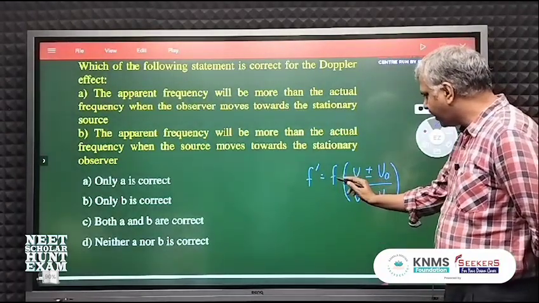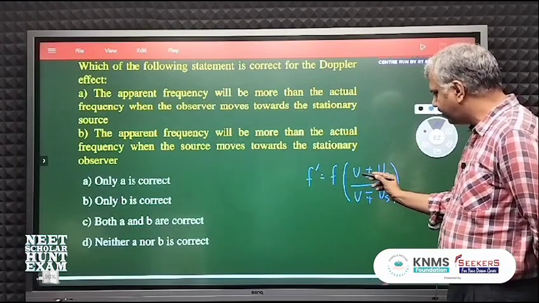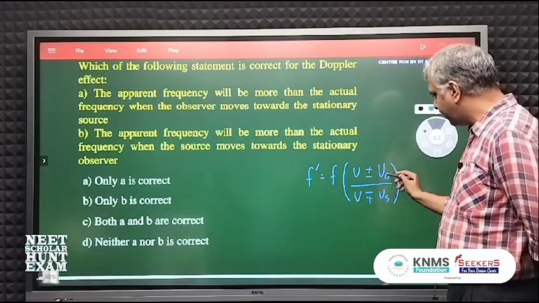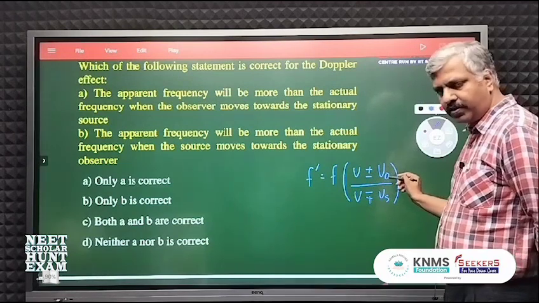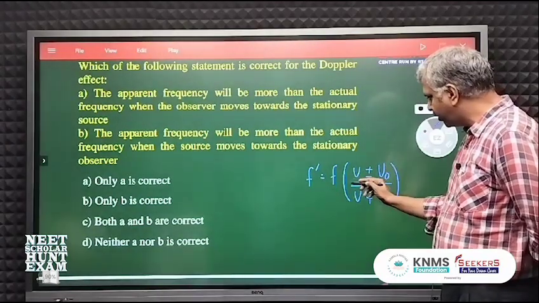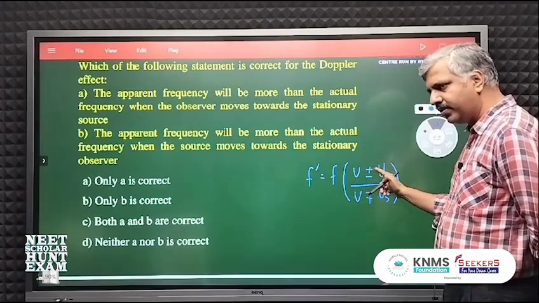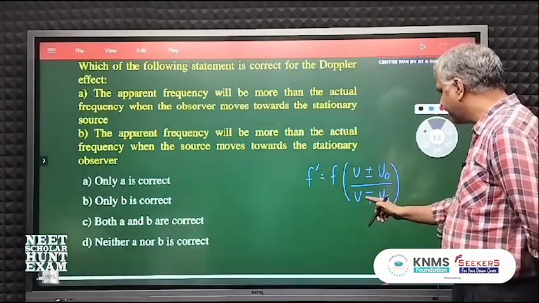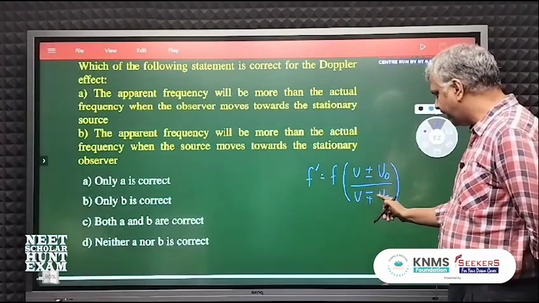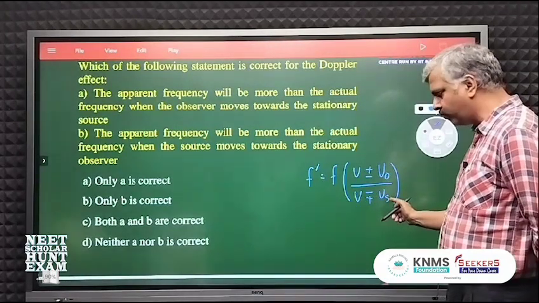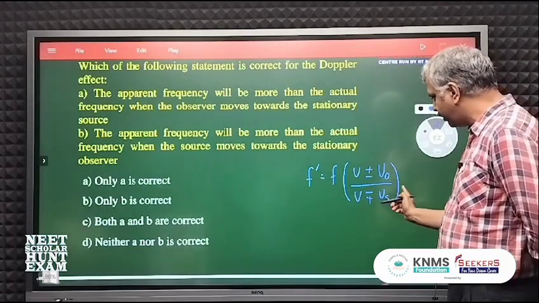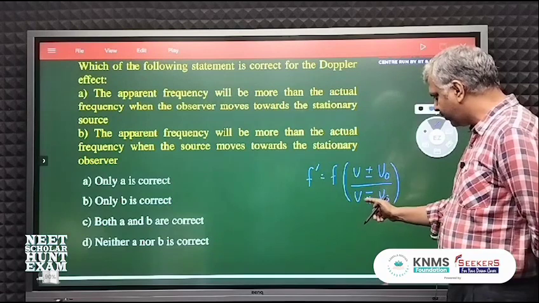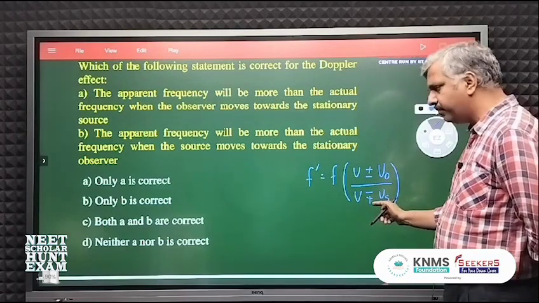So here f is the actual frequency, v is the velocity of the sound that we are talking of, plus minus vo, that is the observer velocity. So if the observer is approaching the source, then it will be plus. If the observer is moving away from the source, then it will be minus. Similarly, in the denominator we have v minus plus vs, s for source. So if the source is approaching the observer, it is minus. If the source is moving away from the observer, it will be plus.